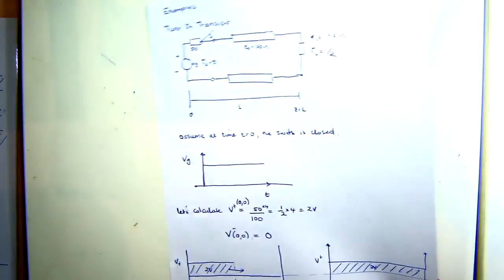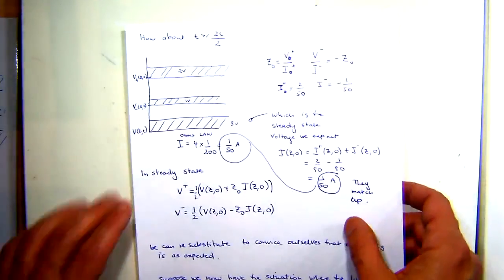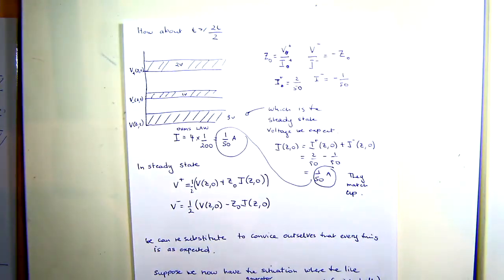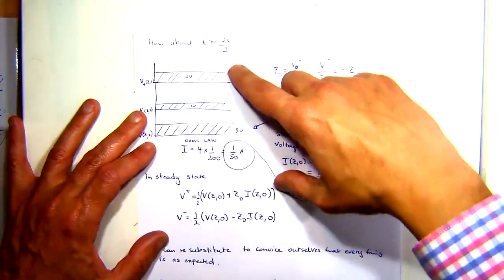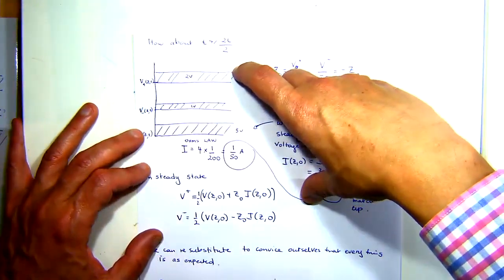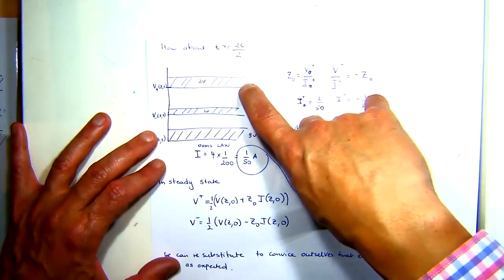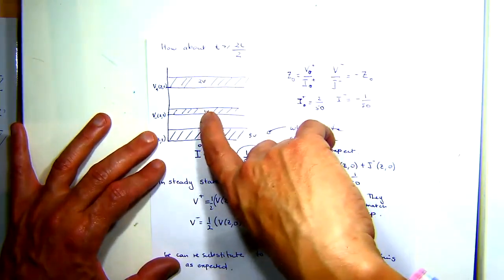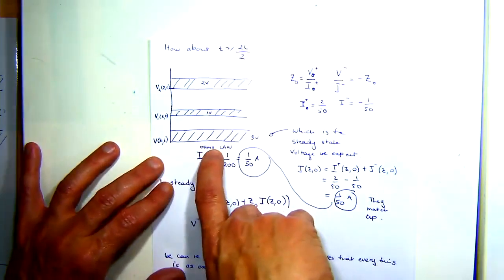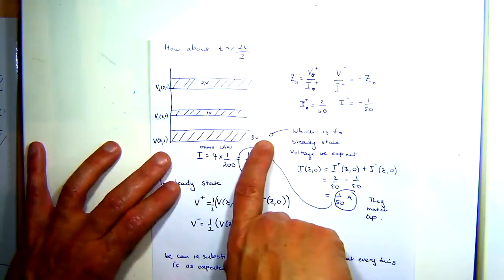Okay. Now, we've got that situation. Then what I've said is, at some time far into the future, we're going to get steady state conditions. Therefore the positive going wave is going to be 2 volts, the negative going wave is going to be 1 volt, and the total voltage on the line is going to be 3 volts.